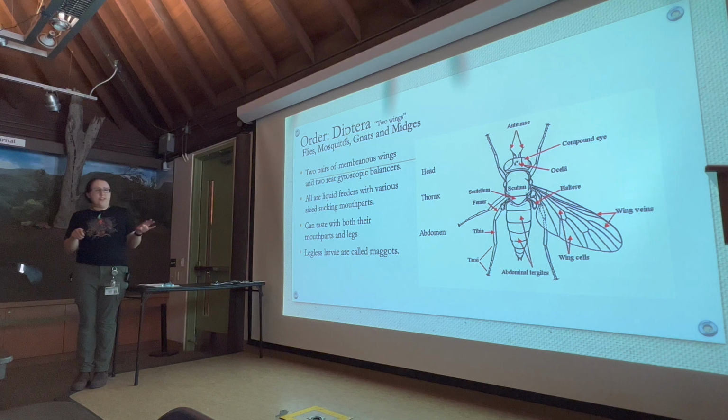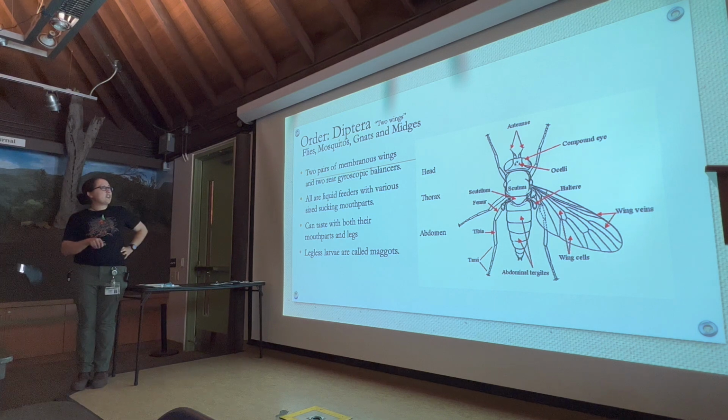I think we're getting towards the end. So Diptera, that's flies, mosquitoes, gnats, midges. They look kind of similar to the wasps, but they don't have that skinny waist, and their antennas are really tiny, and they've got big eyes. They are liquid feeders with various mouth parts for sucking. They can taste with both their mouth parts and their legs. They have little sensory organs in their feet. Their larvae are called maggots, so they're a complete metamorphosis.